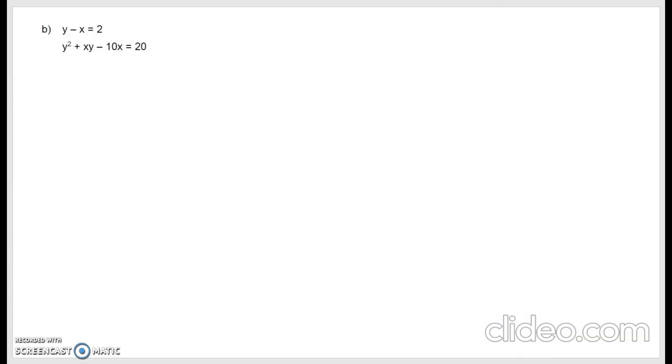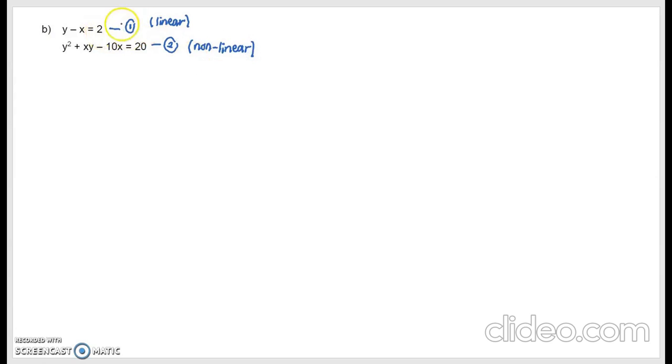Now we look at question 3b. y minus x is equal to 2, and y squared plus xy minus 10x is equal to 20. Let's say here is equation 1, here is equation 2. The first equation is the linear equation, whereas the second equation is known as non-linear.